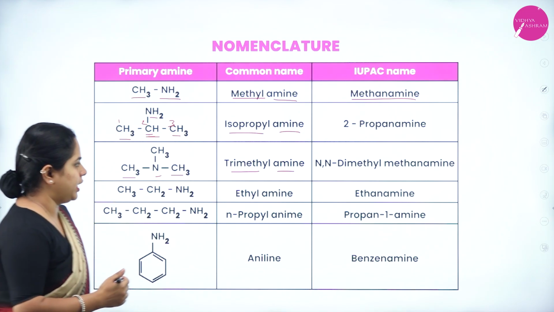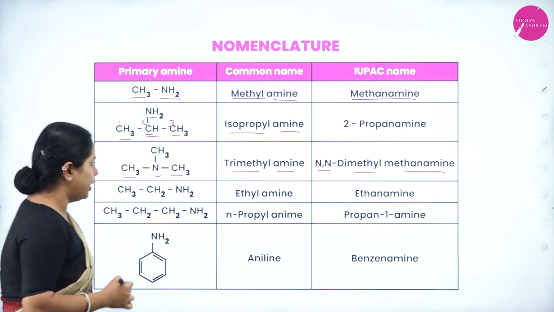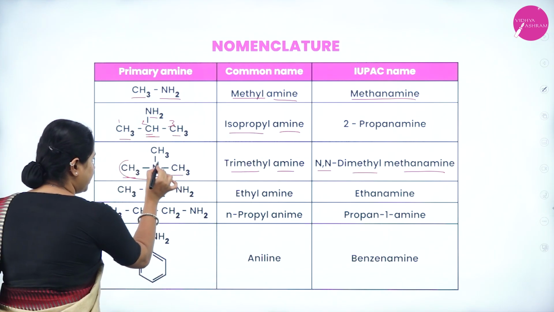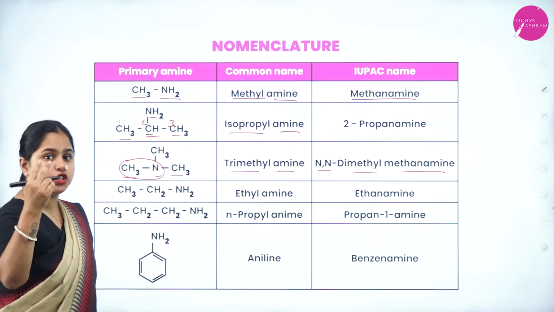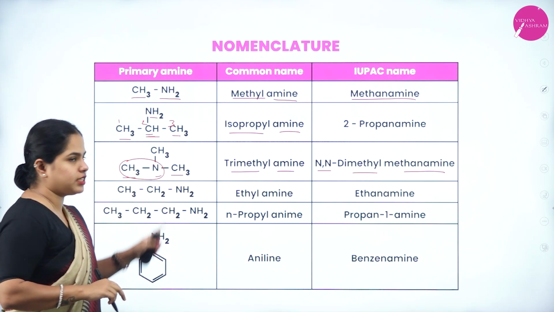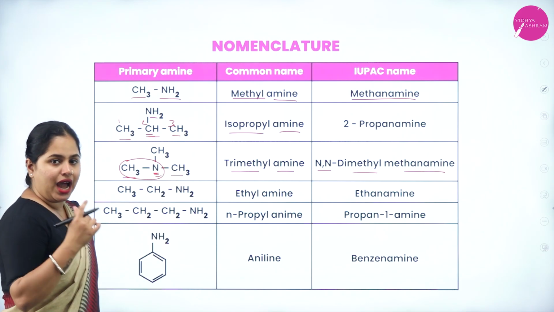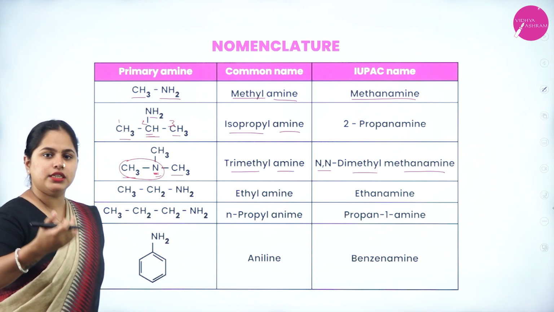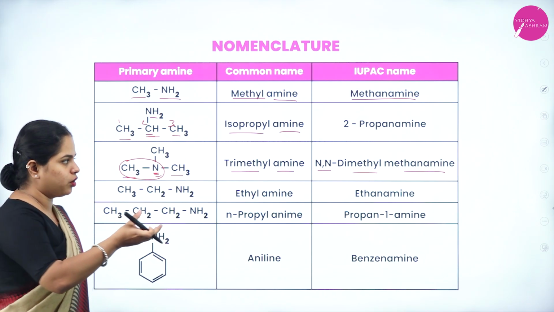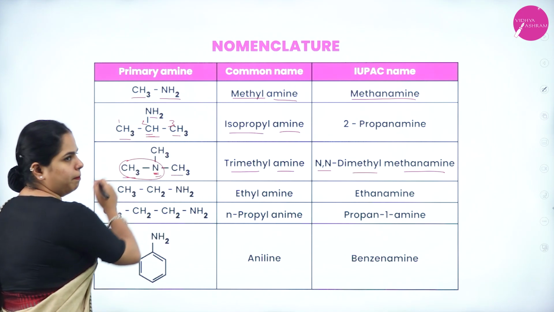Now the IUPAC name will be N,N-dimethyl methanamine. So this much part is your methanamine, CH3NH2, from which 2 hydrogen atoms are replaced by CH3 and CH3. So this is N,N-dimethyl. As discussed before, it's not a carbon atom, so we will not mention the number. It will be the nitrogen atom that we write. So that is why it is N,N-dimethyl methanamine.